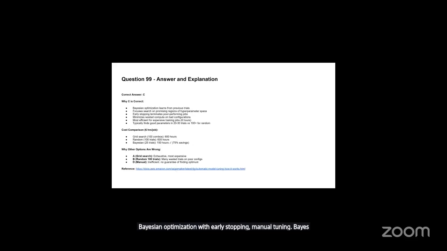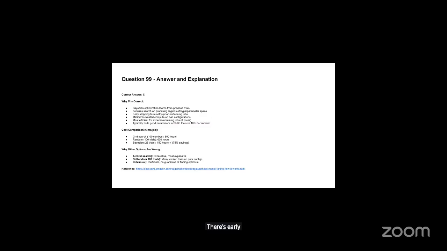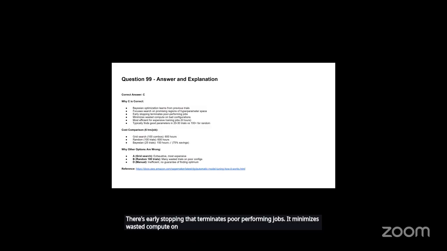Bayesian optimization learns from previous trials. It focuses the search on promising regions of the hyperparameter space. There's early stopping that terminates poor performing jobs, so it minimizes wasted compute on bad configurations. It's most efficient for expensive training jobs, so 6 hours or more. This typically finds good parameters in 20 to 30 trials versus 100 plus for random.